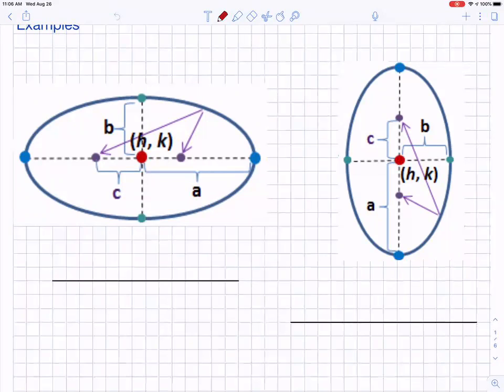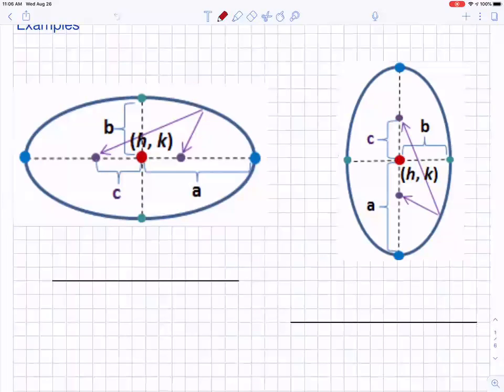So I have 2 foci. What else? 2 vertices and the center. And what do we call the center? HK. Oh, isn't that exciting? Look, we've got another HK, and it seems like every single shape that we do, and they're not called shapes, they're called conic sections. Every single one that we do has an HK in it, and it happens to be the most important point on that particular conic section. Okay, so yeah, so those are my 5 points on the major axis.